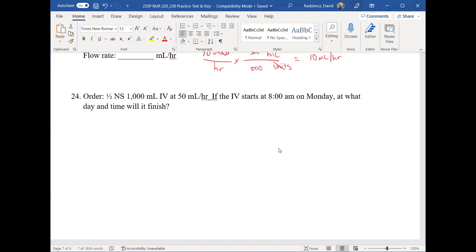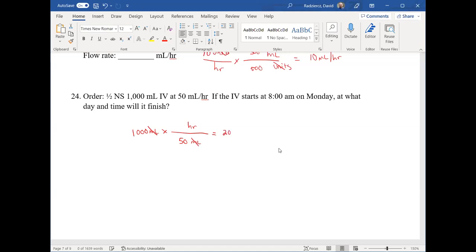So the first thing you've got to figure out is how much time it takes for this infusion to take place. So you're going to start off with your 1,000 milliliters, and it's infusing at 50 milliliters per hour. Again, the reason I know to put milliliters there is that I'm trying to calculate how many hours, and dimensional analysis tells me where to put it. So this becomes 20 hours.